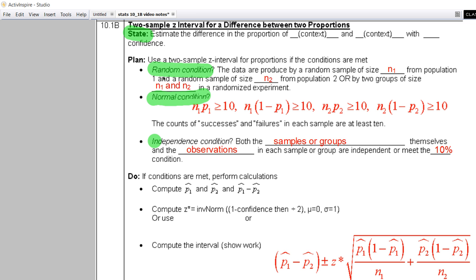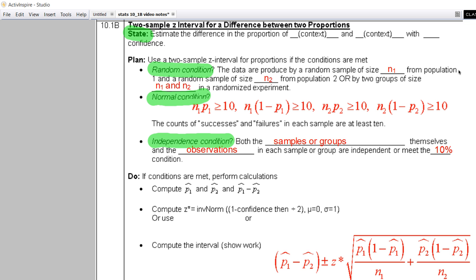And then, of course, we have our independence condition, where both samples or groups themselves and the observations are independent. So the groups should not be affecting each other, and then the observations should not be affecting each other, or they both meet the 10% condition. And you have to check both groups for the 10% condition.